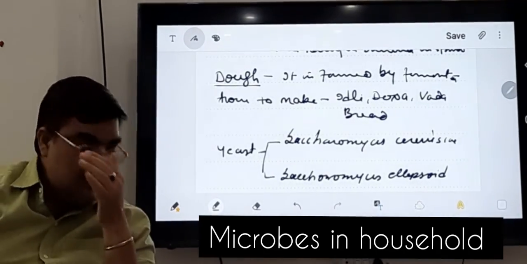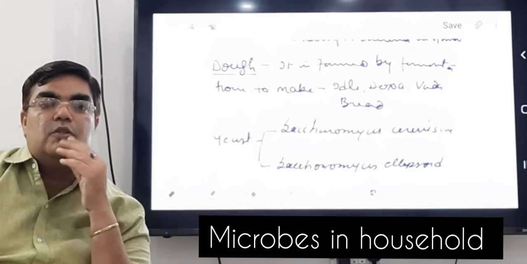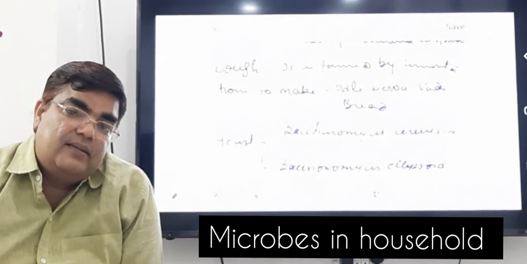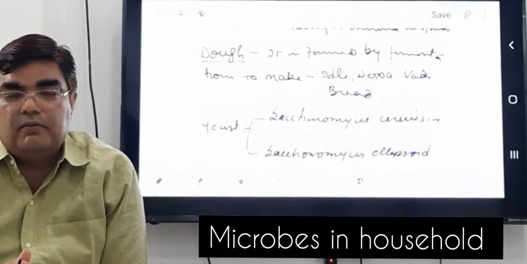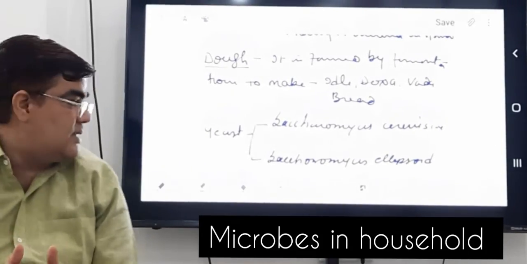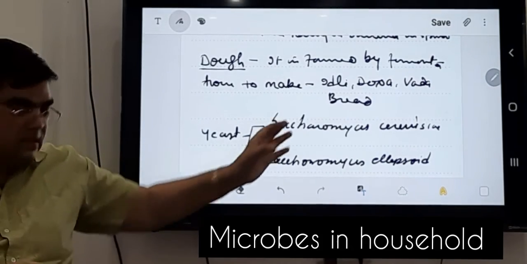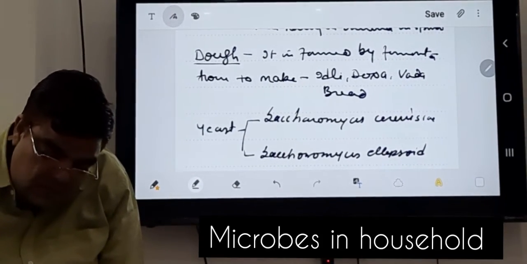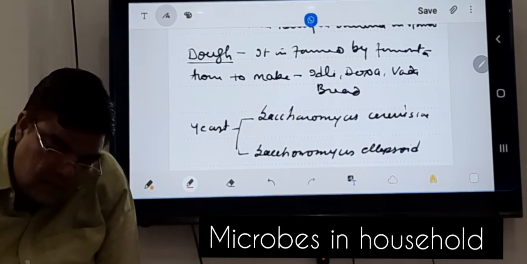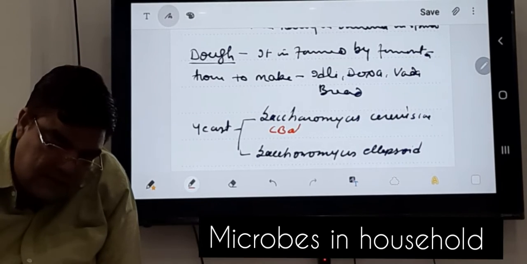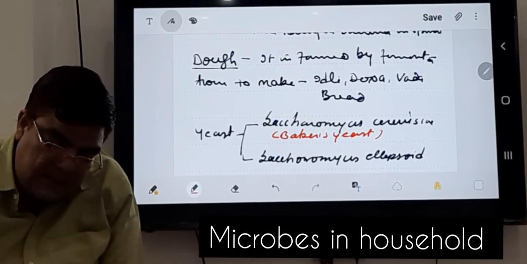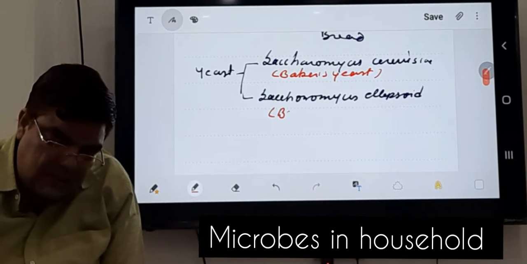Students, when you go through your NCERT book, there is only a single type of yeast there, that is Saccharomyces cerevisiae. It is called baker's yeast and brewer's yeast as well, but actually the brewer's yeast is Saccharomyces ellipsoideus. This is brewer's yeast and this is baker's yeast. I am writing over there the same. This is actually baker's yeast used by bakers, and the next one is the brewer's yeast.